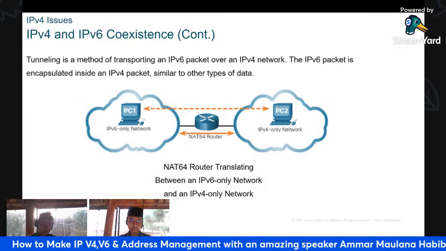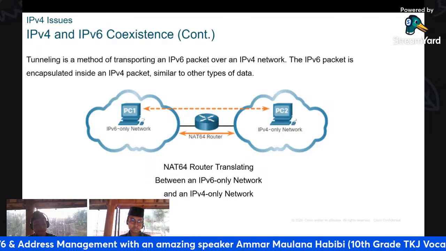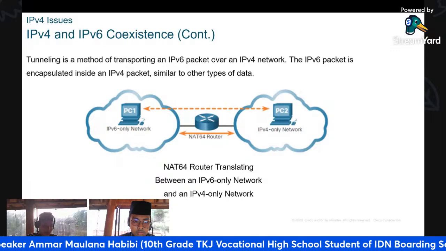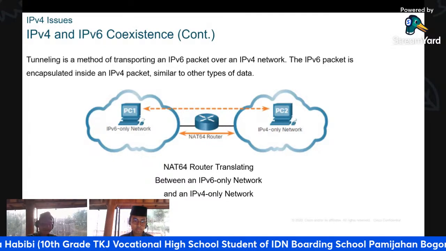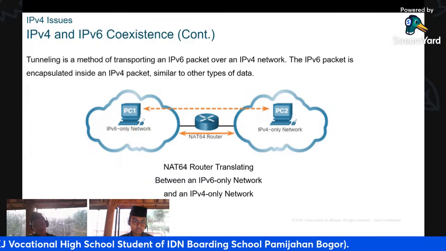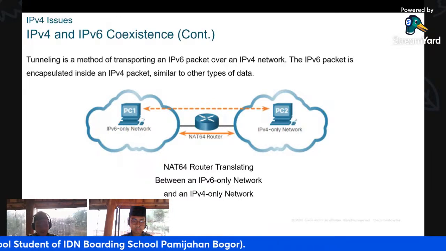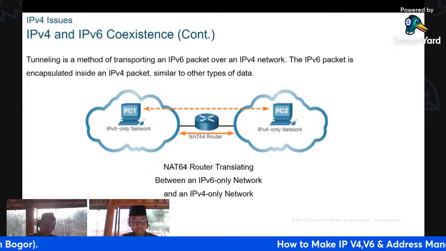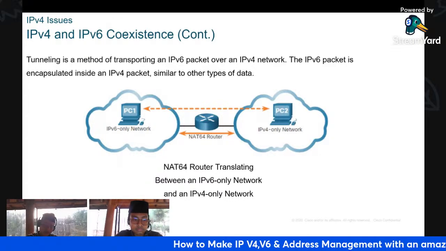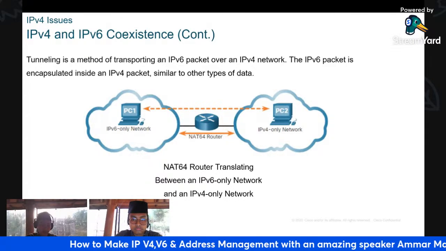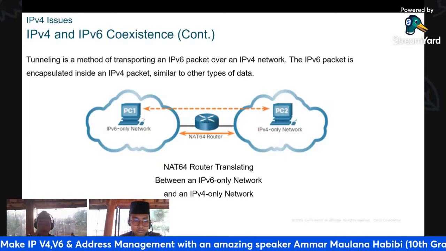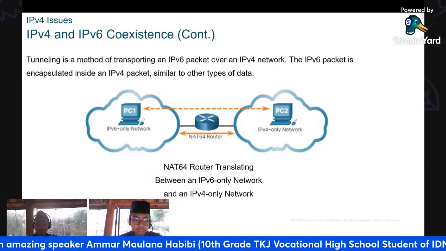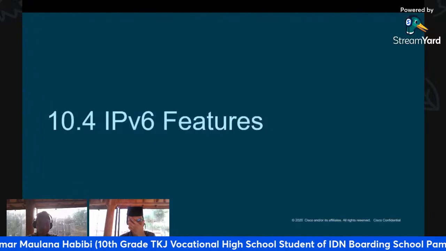Tunneling is a method of transporting an IPv6 packet over an IPv4 network. The IPv6 packet is encapsulated inside an IPv4 packet. You can see a similar topology like before, but it follows the route using a 6to4 router, so it is quicker to send the packet from PC1 to PC2.